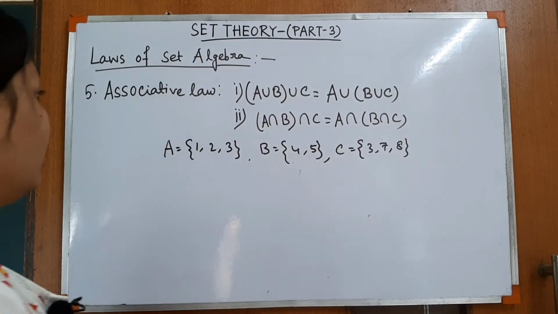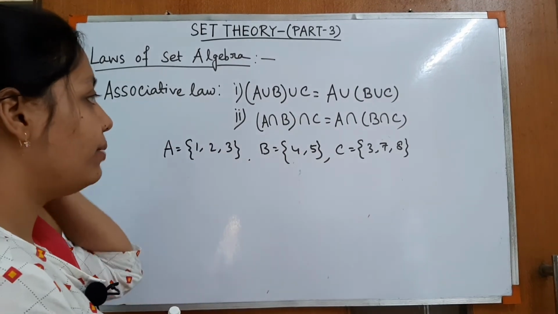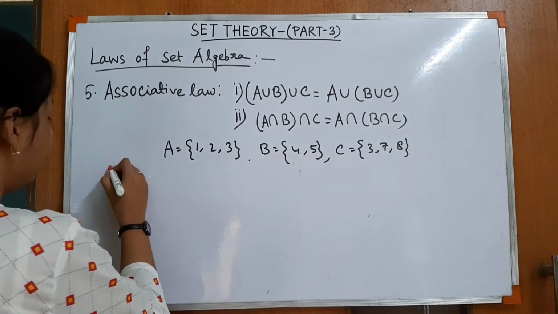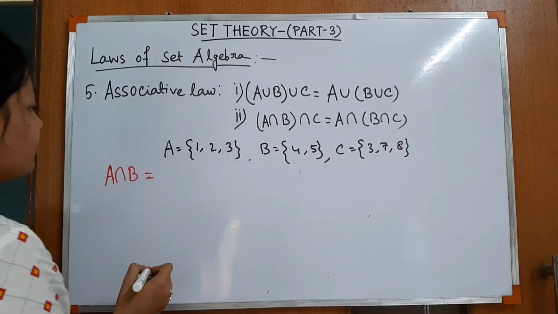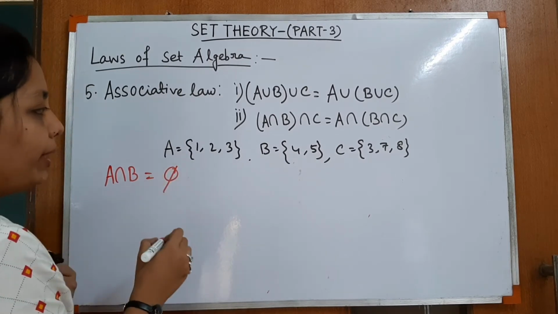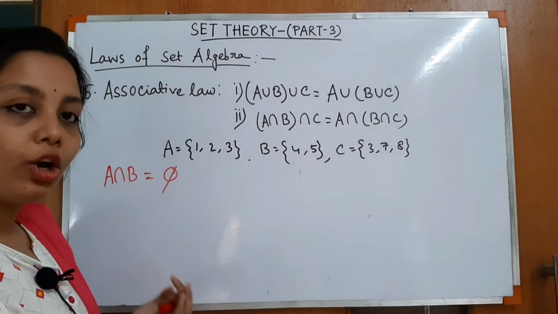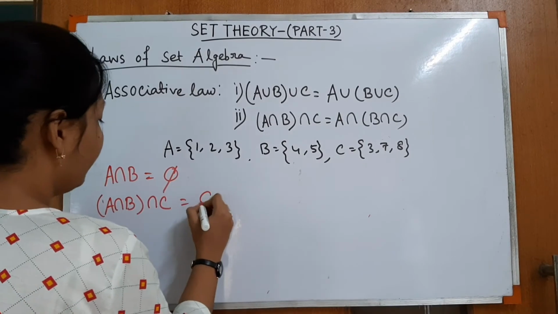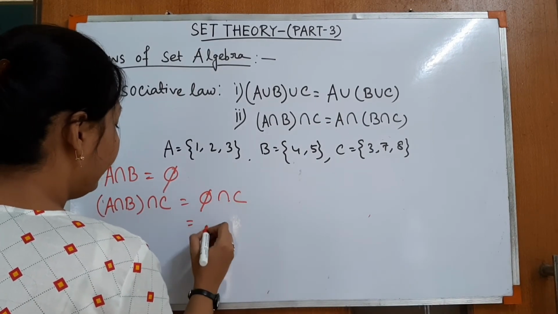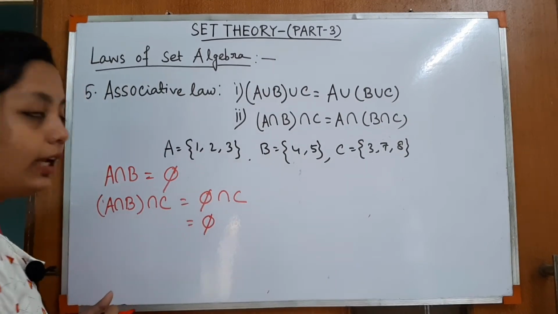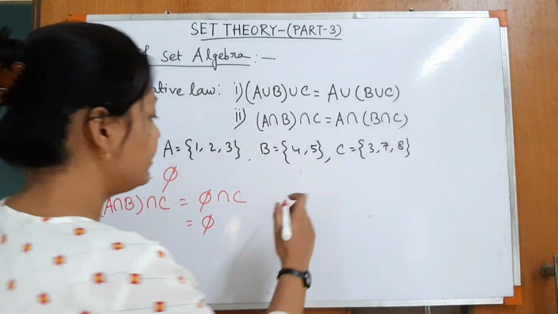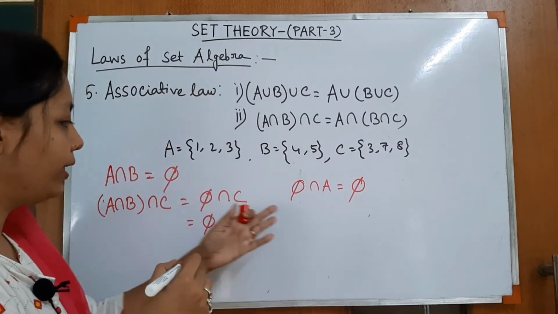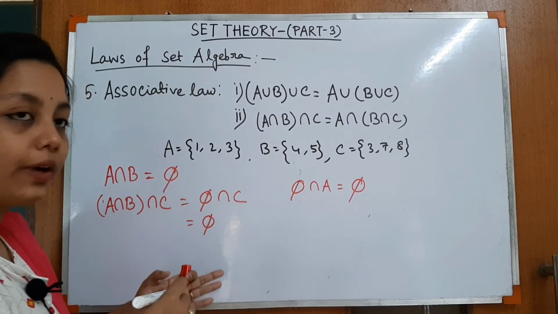Now here we find A intersection B intersection C equal to A intersection B intersection C. First, A intersection B gives phi because in sets A and B we cannot find any common element. A intersection B intersection C means phi intersection C. That means phi. In our previous law, the identity law, phi intersection A equals phi. So if we follow this law, then we can say that phi intersection C equals phi.